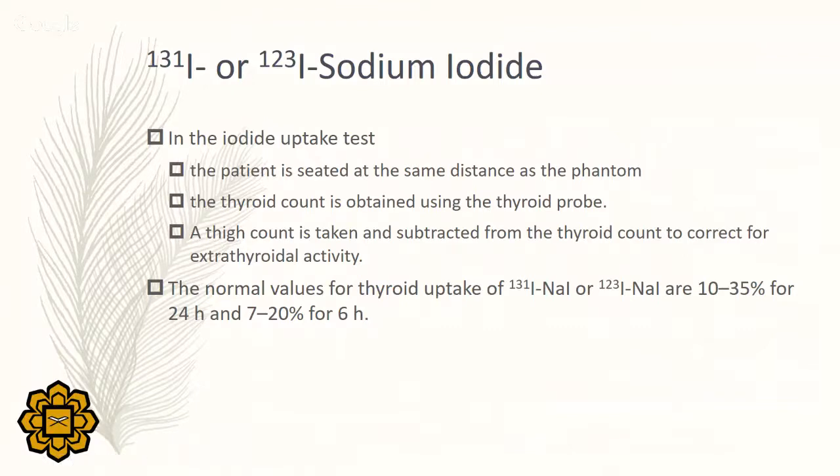For normal values of thyroid uptake, for normal people, you will find 10 to 35% at 24 hours, and 7 to 20% after 6 hours, in both cases of the radiopharmaceuticals. If you see very low or very high uptake at 24 or 6 hours, that means there is some problem with your thyroid. So 10 to 35% at 24 hours, 7 to 20% at 6 hours. This is the range of values for normal people.